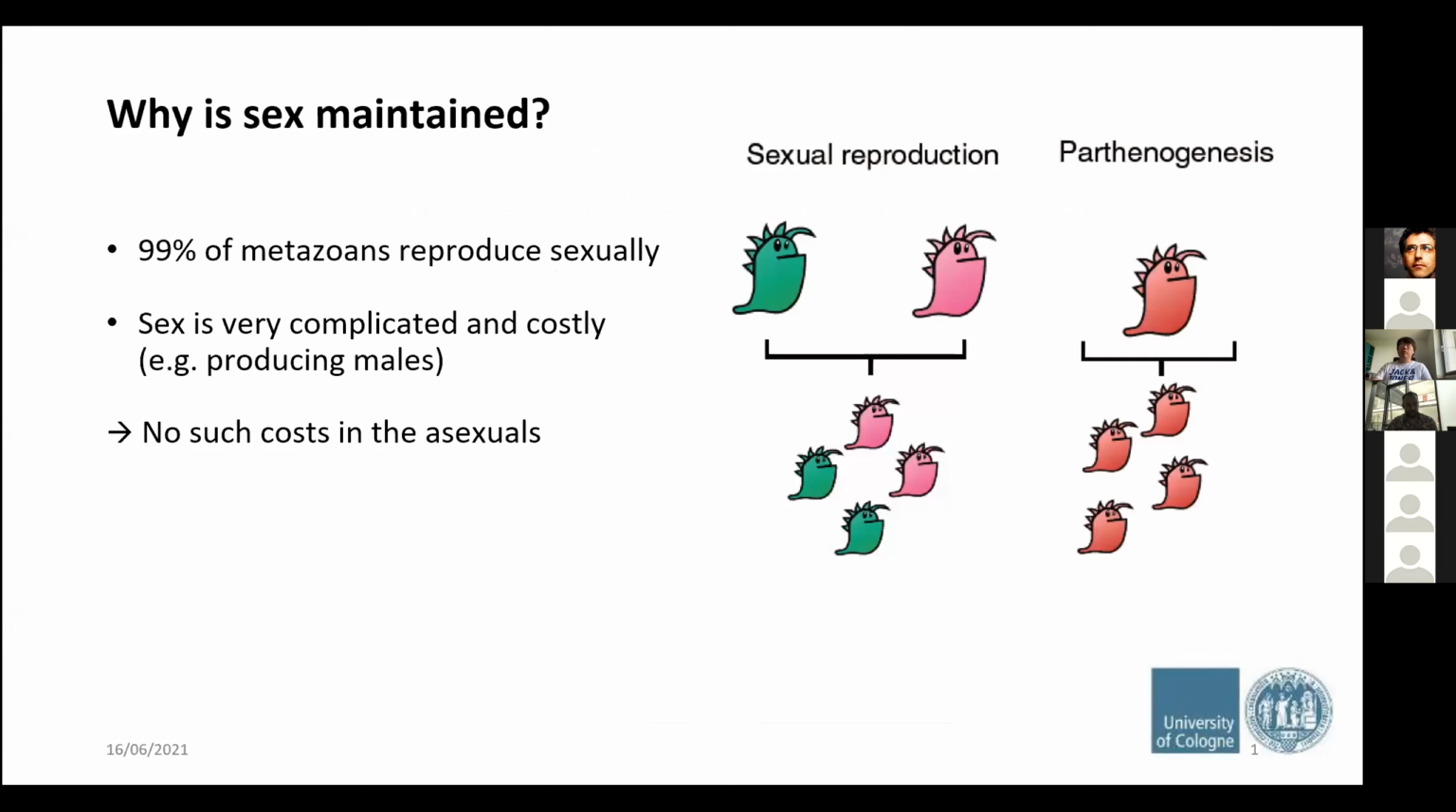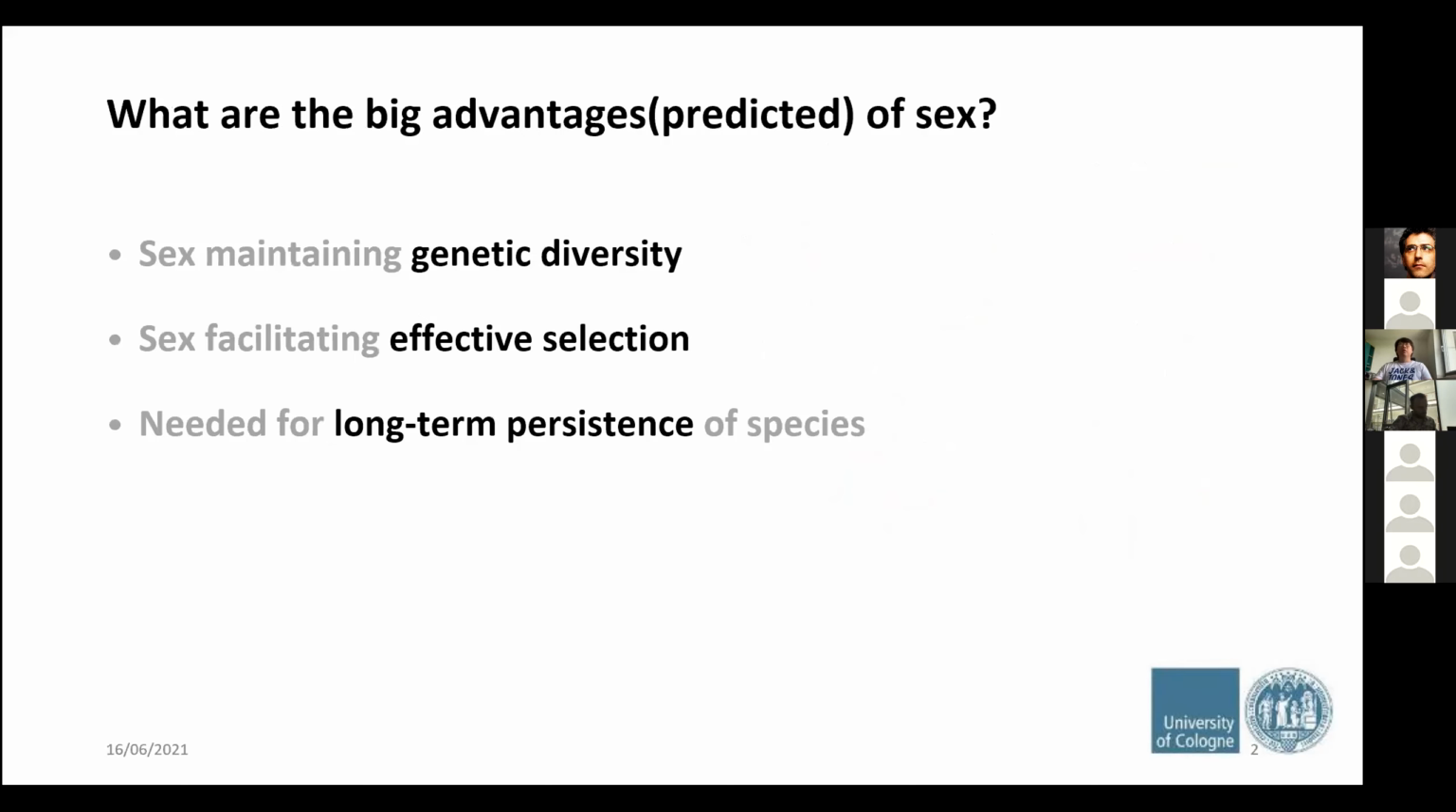Firstly, I want to provide some questions about sex. So why is sex maintained in nature? Most eukaryotes reproduce sexually, but sex is very complicated and costs a lot, such as producing males. But in asexuals, like in parthenogenesis, they don't need males to reproduce. So no sex, no cost. But sex doesn't have any advantage here.